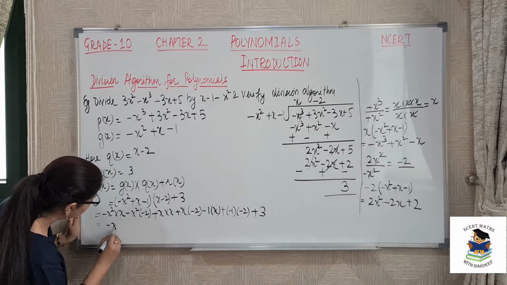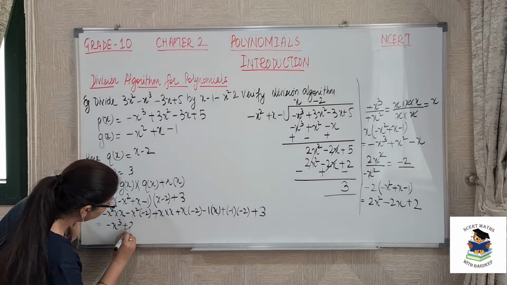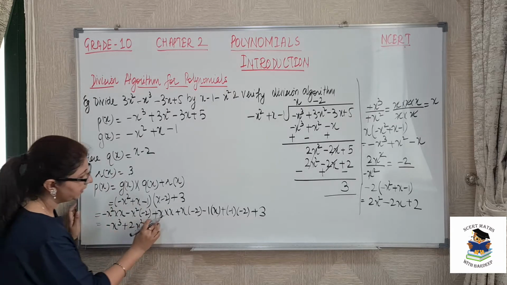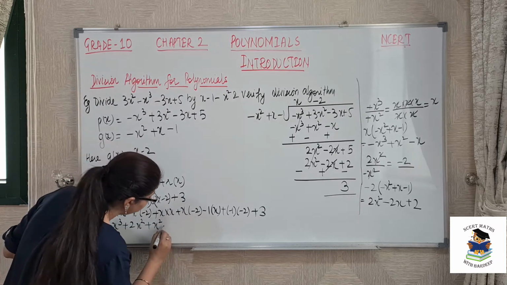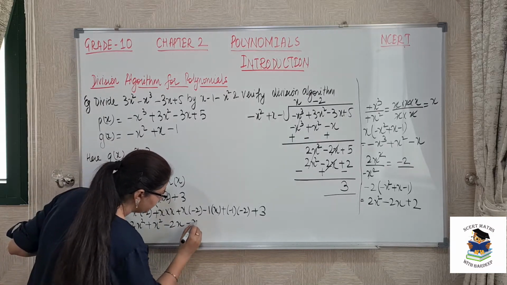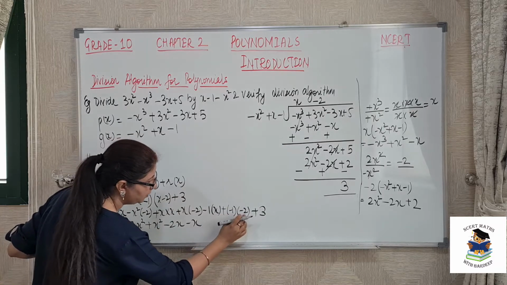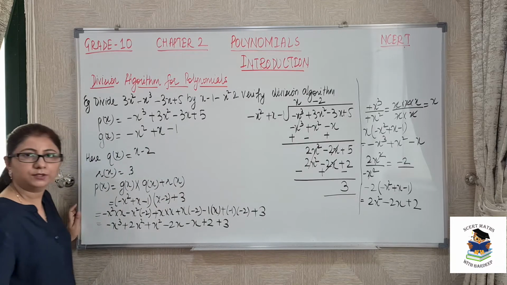Okay, so now let's see. This is minus x cube. Minus x square into minus 2 is plus 2x square. X into x is again x square. X into minus 2 is minus 2x. Minus 1 into x is minus x. Minus 1 into minus 2 is plus 2 and then 3.